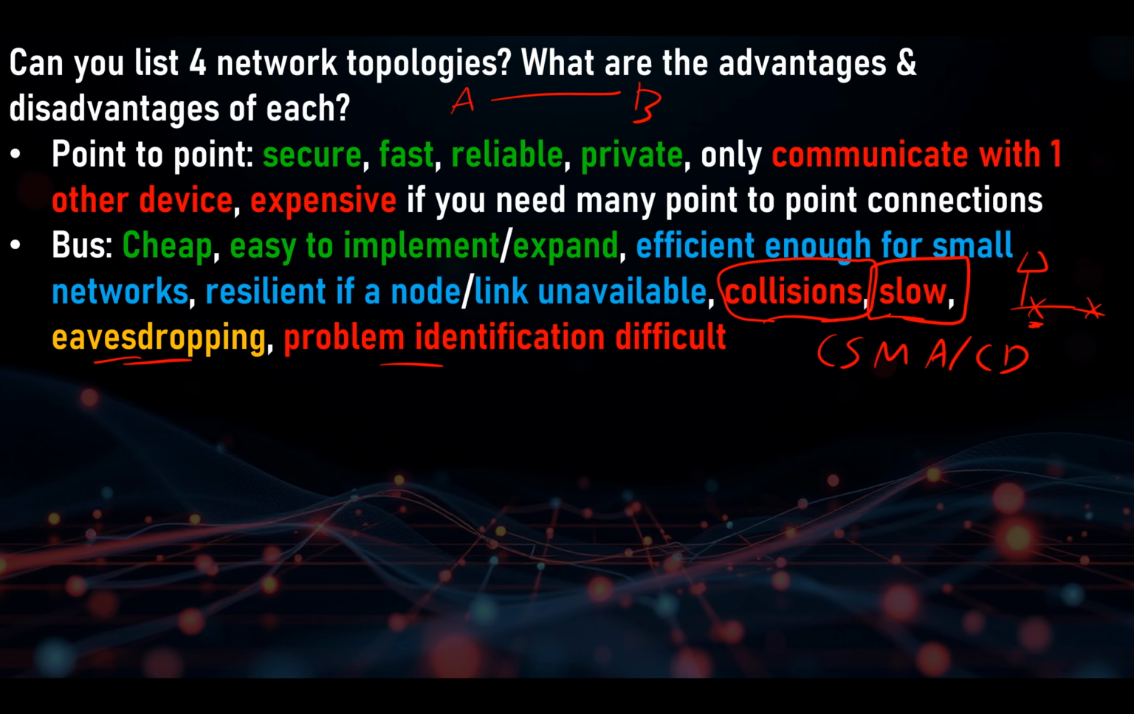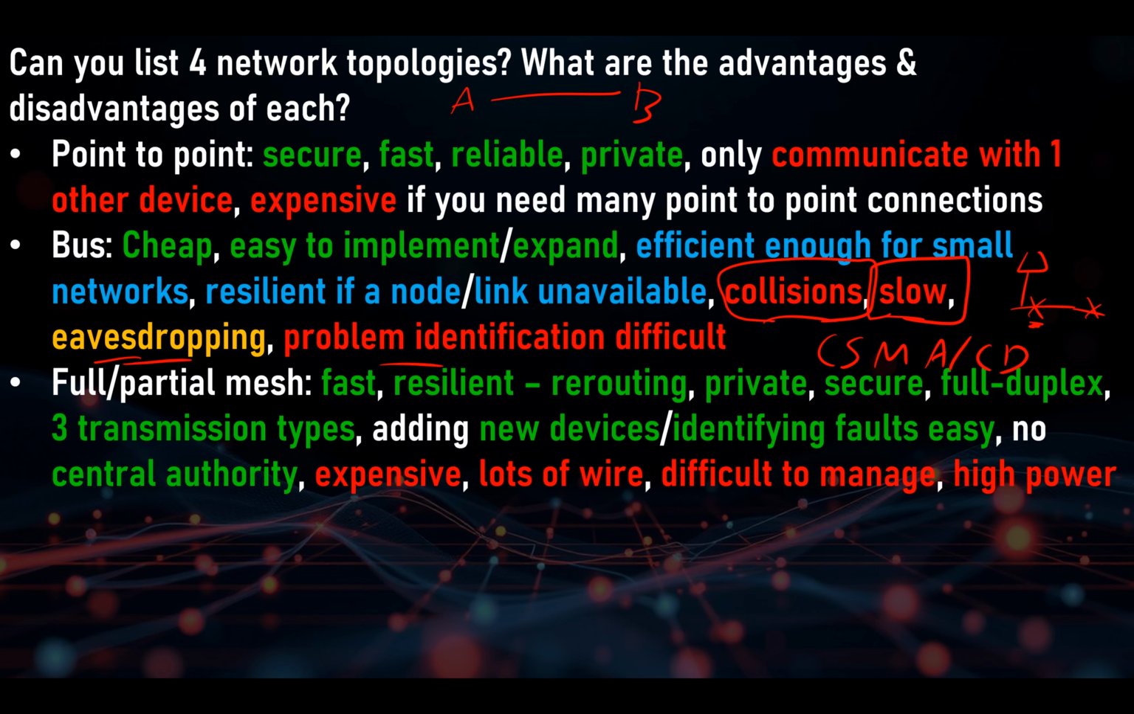Yeah, okay. So again, the whole bus line goes down, right? Therefore, it's difficult to pinpoint the exact place of the error. Right then, if we look at full or partial mesh, I guess we see lots of advantages. It's fast and resilient, because we can reroute the packets if one of the lines goes down.